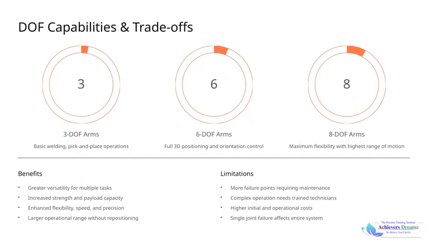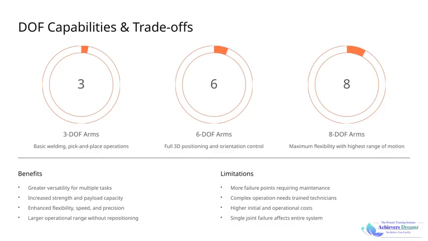Let's talk about the capabilities and trade-offs of different DOF, or degrees of freedom, robotic arms. Starting with the 3 DOF arms, these are typically used for basic tasks like welding or simple pick-and-place operations. They are straightforward and effective for specific, limited functions. Moving up to the 6 DOF arms, these provide full 3D positioning and orientation control, meaning they can reach complex positions and angles with much greater precision. And then we have the 8 DOF arms, which offer maximum flexibility. They have the highest range of motion, allowing for more complex tasks and better maneuverability.